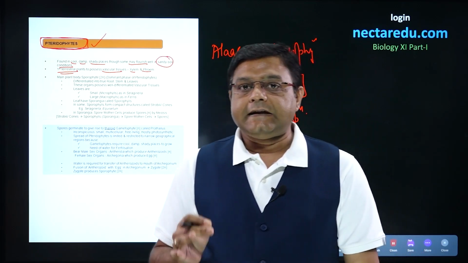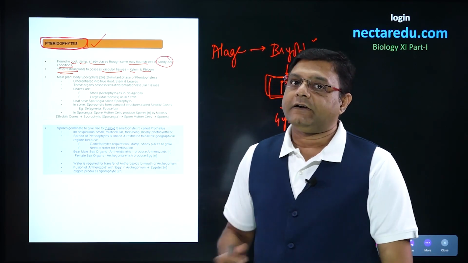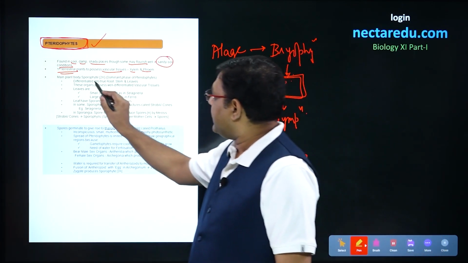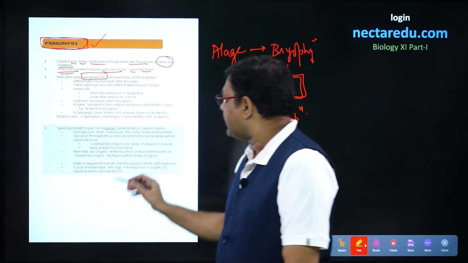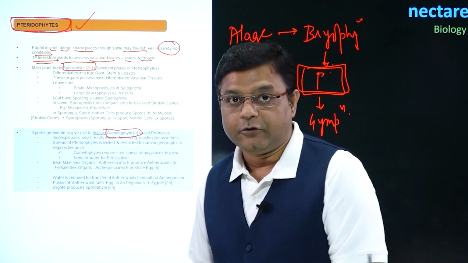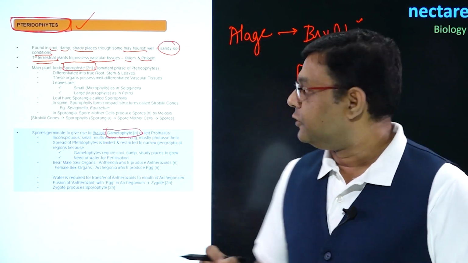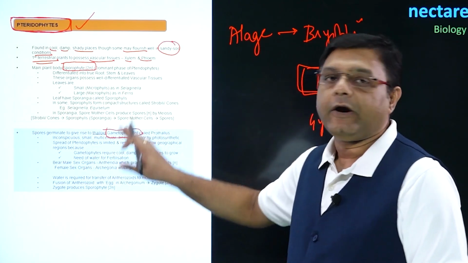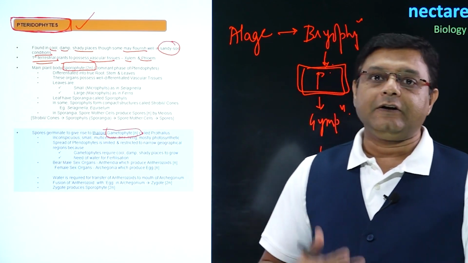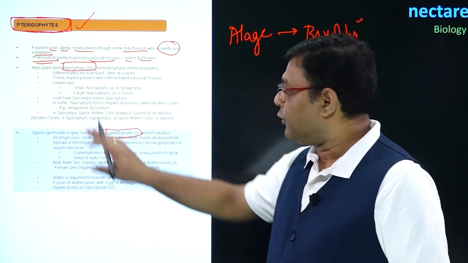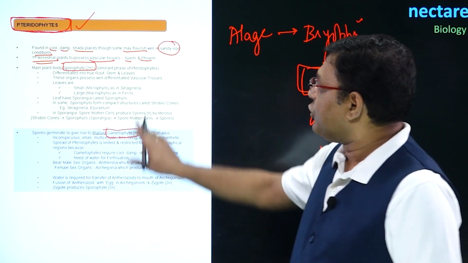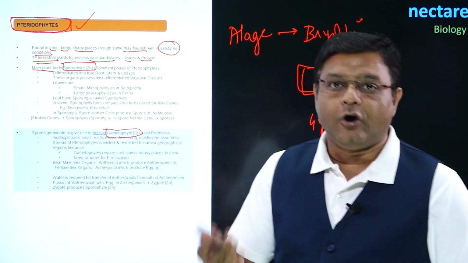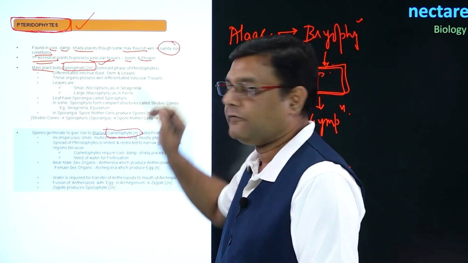Now, as we know, in members of the plant kingdom, there is alternation of generation. In alternation of generation, there can be two phases. The first phase is called sporophyte and the second phase is called gametophyte. So, in pteridophytes also, there are two phases, the diploid sporophytic phase and the haploid gametophytic phase. Now, in different groups of plants, the duration of sporophyte and gametophyte differs. In pteridophytes, the main plant body or the dominant phase is the sporophytic phase.